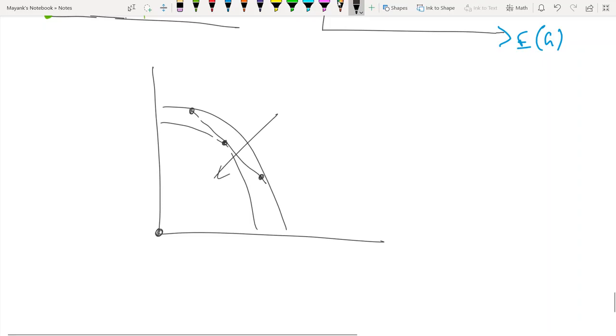If you are saying that preferences are convex, that is, you are preferring the average bundle, then the shape of your ICs becomes concave if both the commodities are bads. Okay, so if this is a bad and this is a bad.